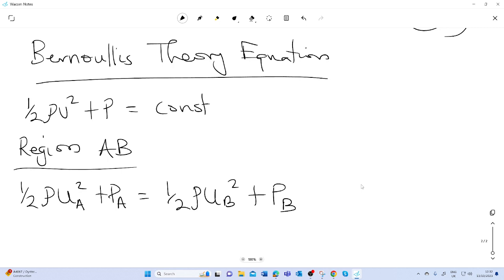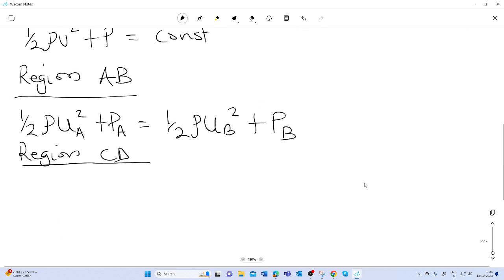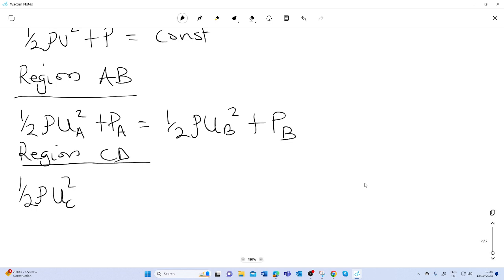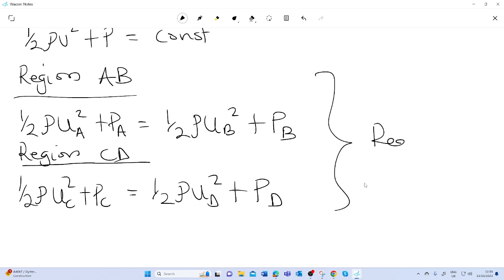Also region CD. We can deduce using the Bernoulli theory that half rho UC squared plus PC equals half rho UD squared plus PD. So these equations are for the regions.